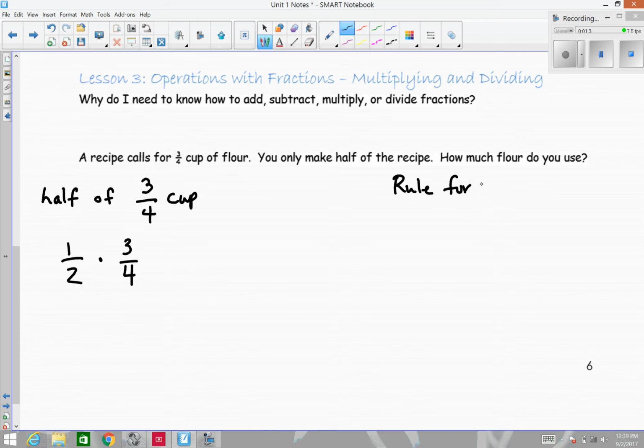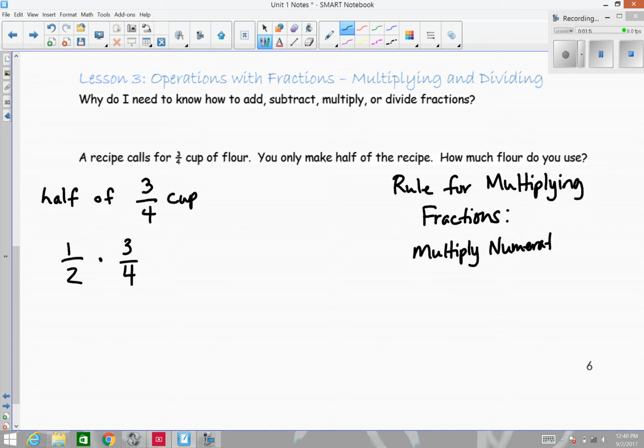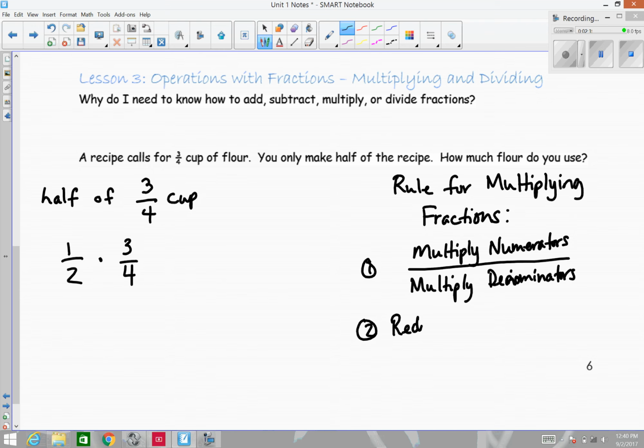My rule for multiplying fractions. All I really need to do is multiply the numerators, multiply the denominators, rewrite my fraction so I have a new product for my numerator and a new product for my denominator, and then I want to reduce my fractions, or it might be called simplify.